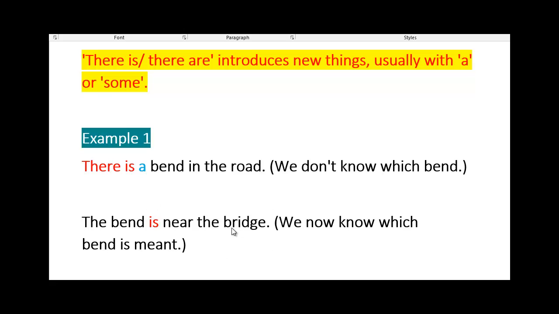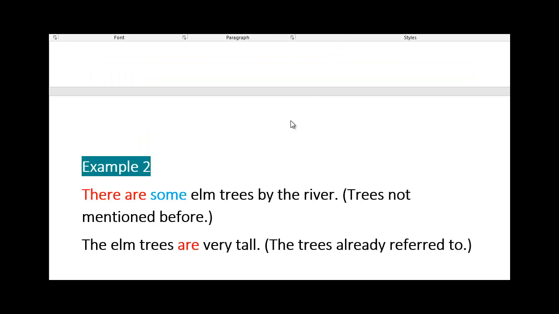So when we don't know what we're talking about or it's something new, we say there is a, okay? Is on its own, it's for something that we know, okay? So there is a, we use that for something new, okay? There are some here. There are some. So there is a and there are, something new here.